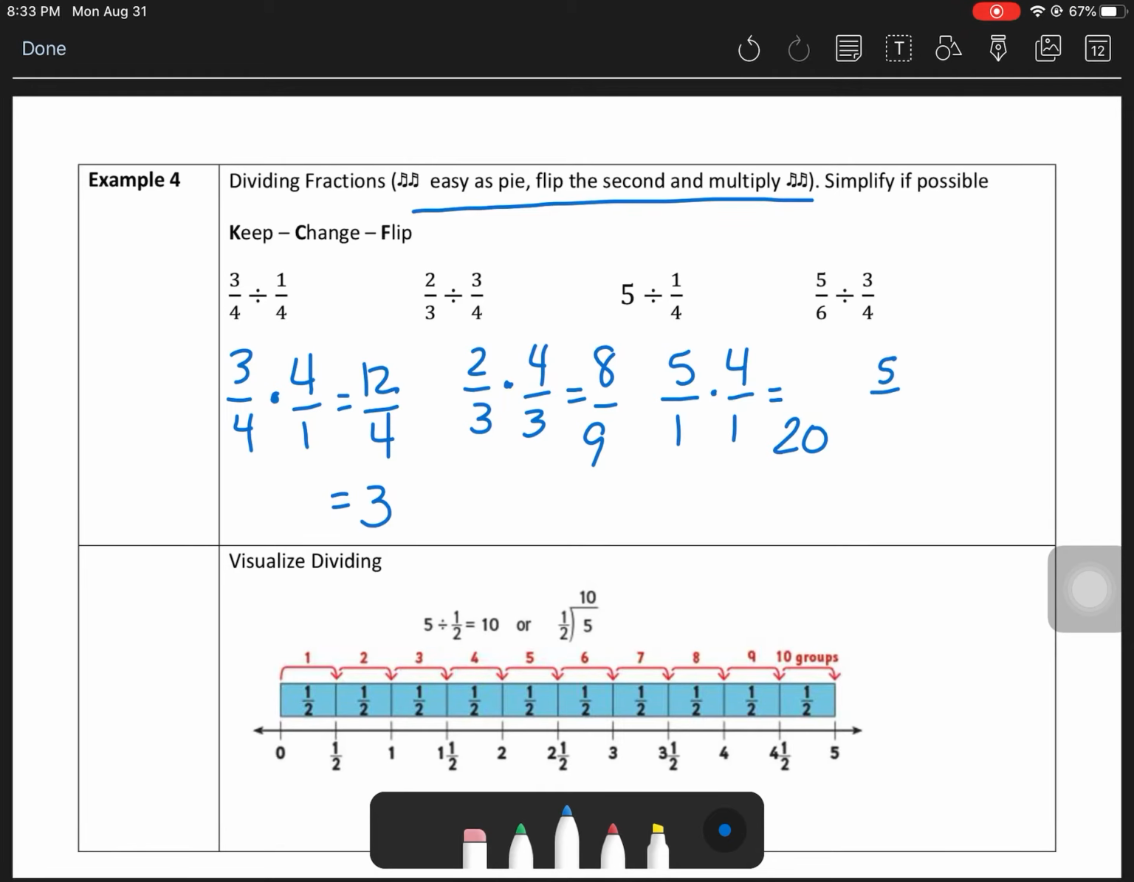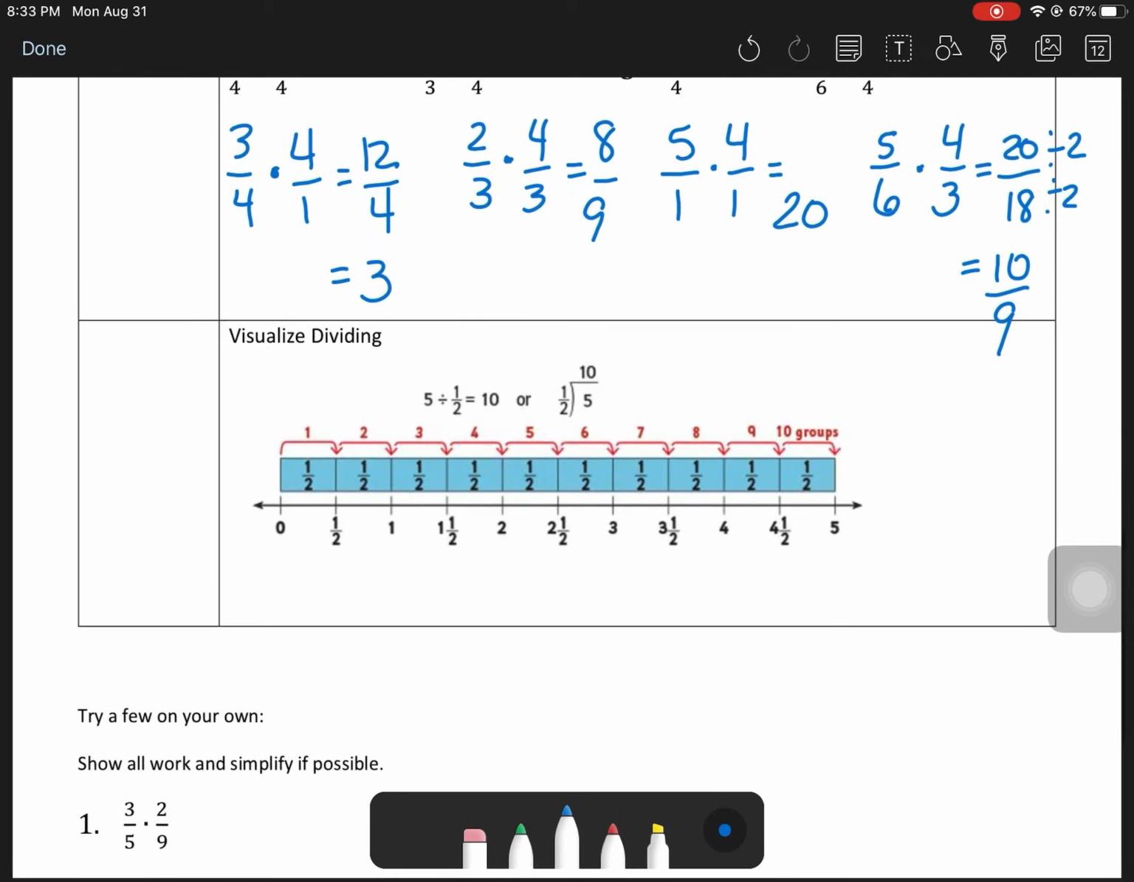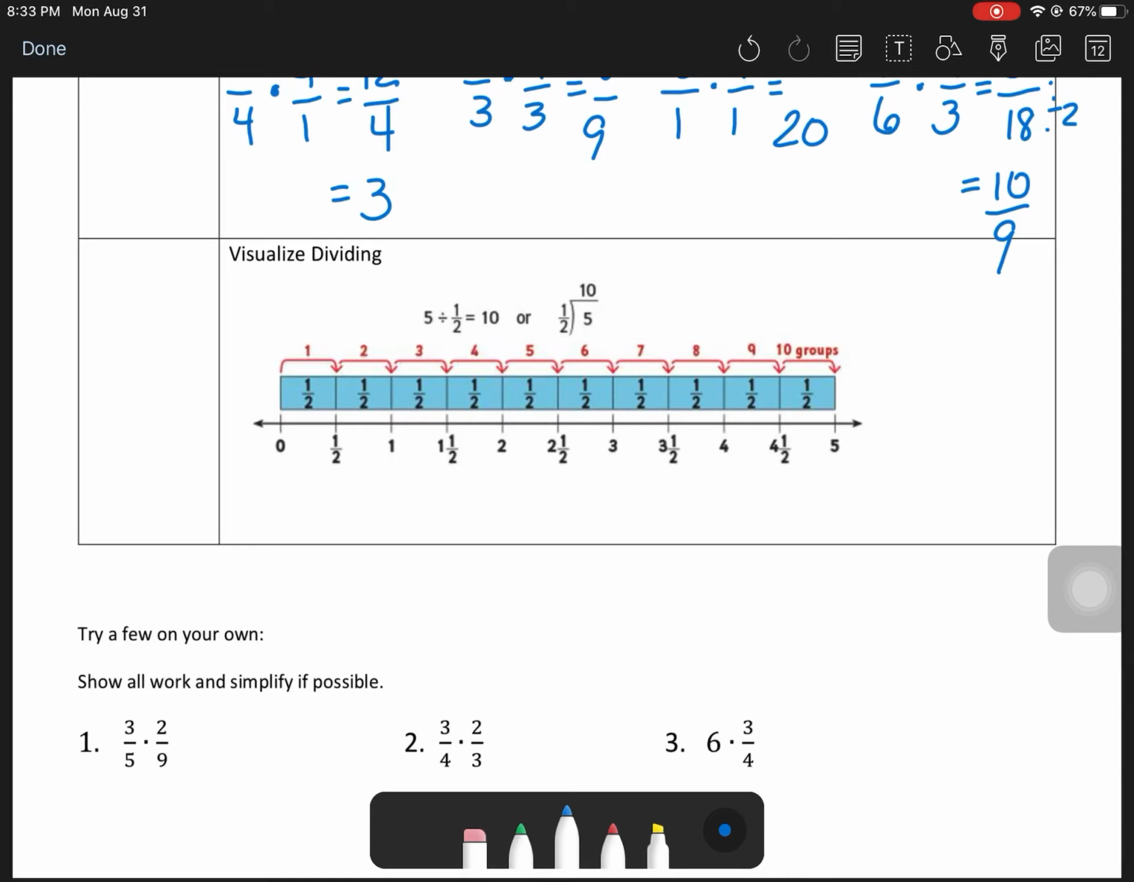Keeping the first, changing the sign, flipping the second. Top times top, bottom times bottom. And since they're both even numbers, we can divide them by 2. So we get 10/9.